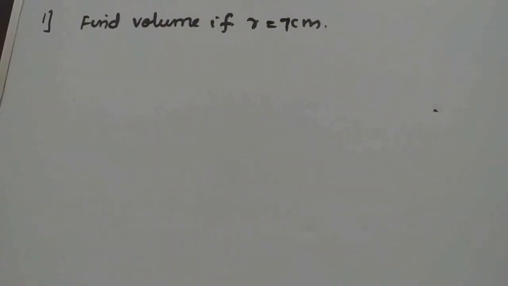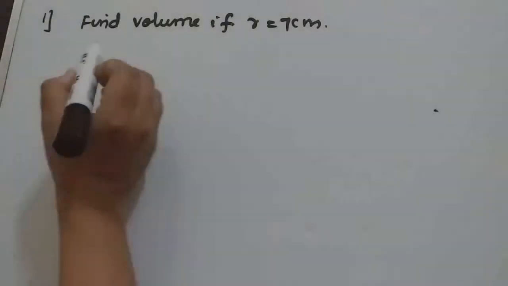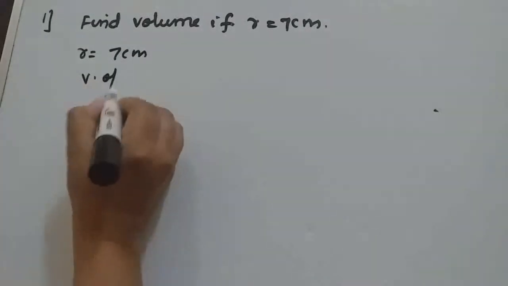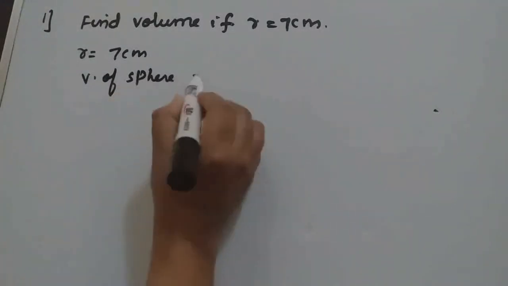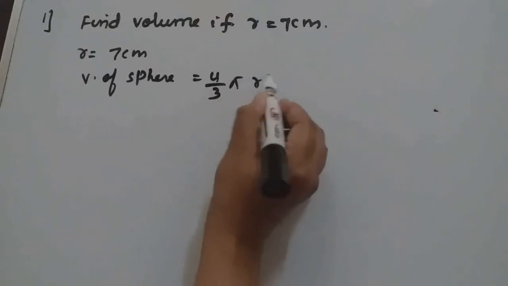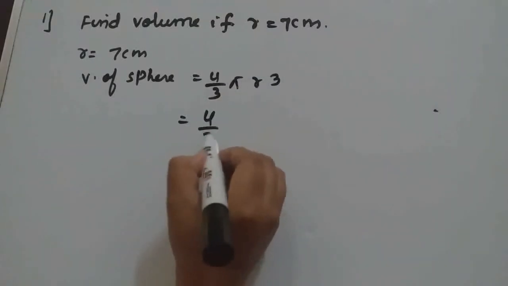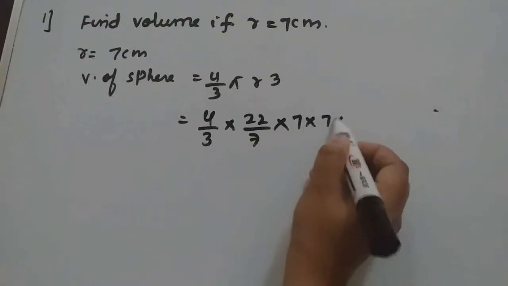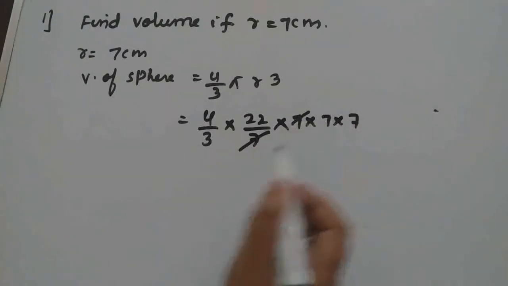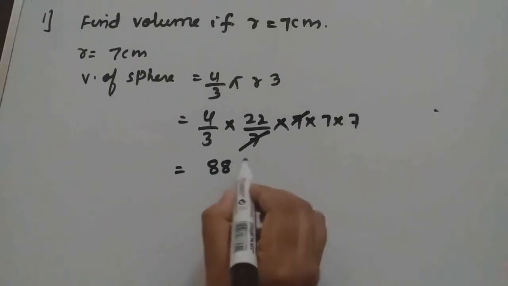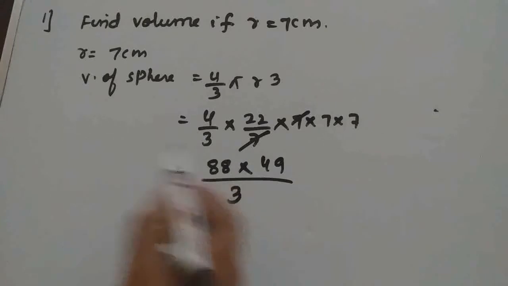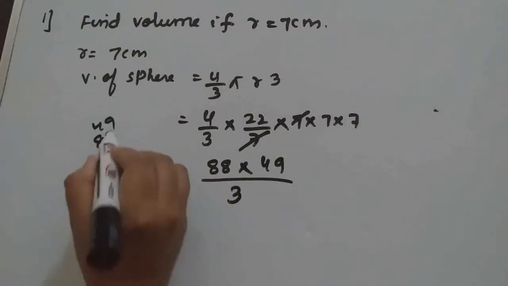Find the volume of a sphere whose radius is 7 centimeter. So we know the radius is 7 centimeter. The volume of a sphere is given by the formula 4 by 3 pi r cube. So here we will write 22 by 7, r cube means 7 into 7 into 7. So one 7 will cancel, and here we can write 88 into 49 divided by 3. So this we can multiply, isn't it?